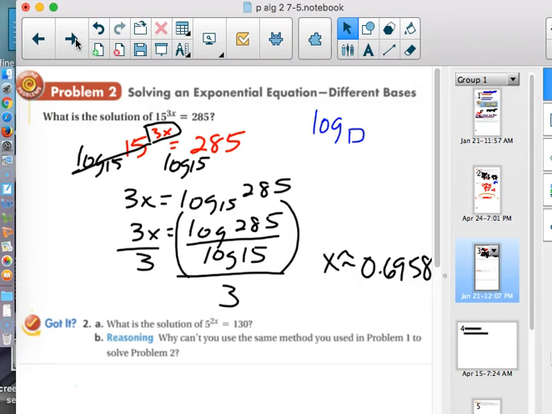Here we go. Now that's because those decimals matter. If I want to know if this is perfect, it's not too hard to punch this in. I want 15 to the parentheses 3 times my lovely answer that I just had, and it better come out to 285. Ta-da. Now let's see what happens if I use my rounded answer. 15 to the 3 times 0.6958.